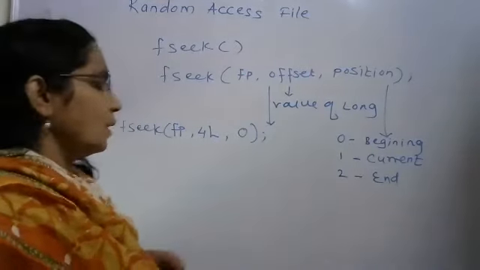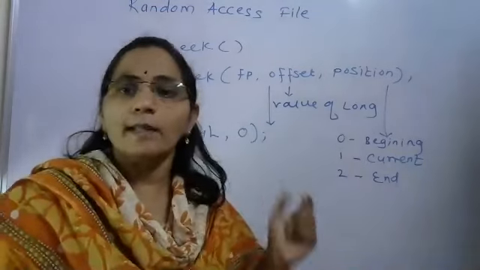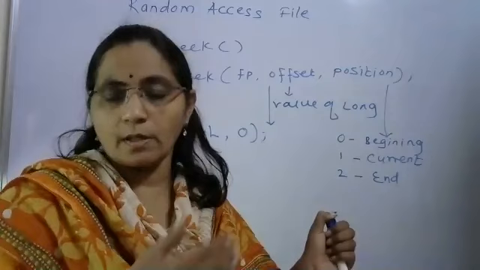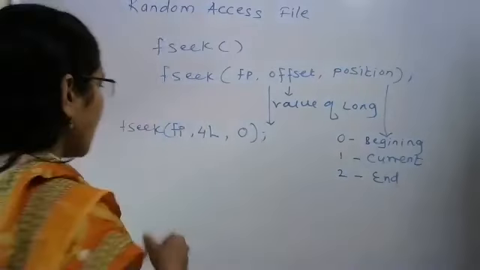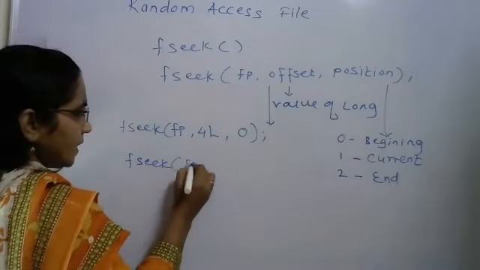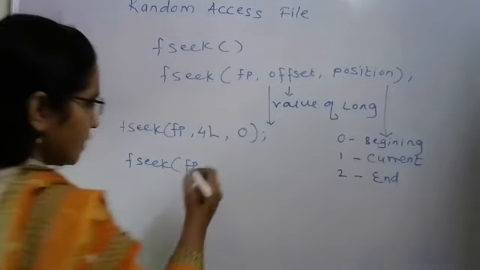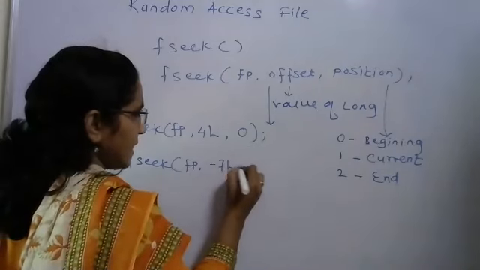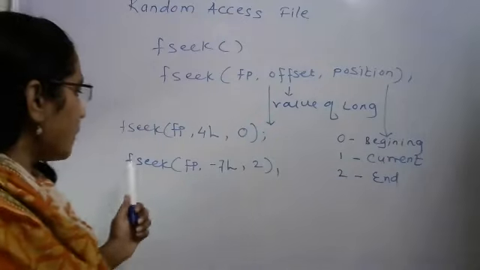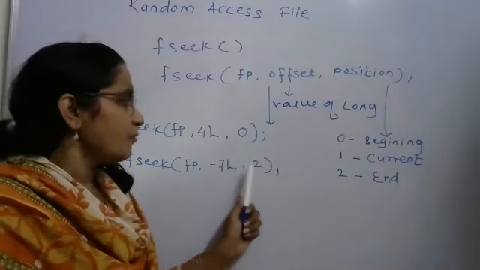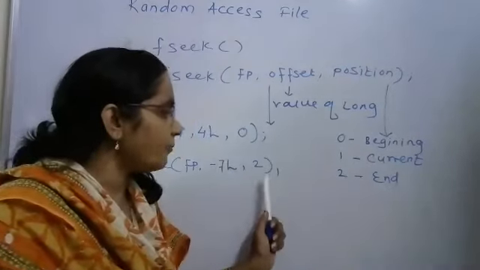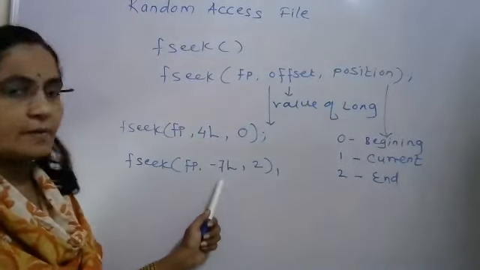If I use the minus value here, then your file pointer goes in reverse order, goes back. Another example: suppose I write fseek(fp, -7L, 2). What's the meaning? The meaning is that I want to move the file pointer from the end. What is 2? 2 is the end position. From the end of file position, 7 bytes.